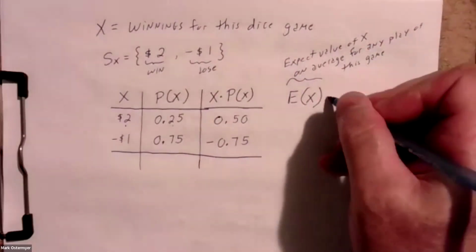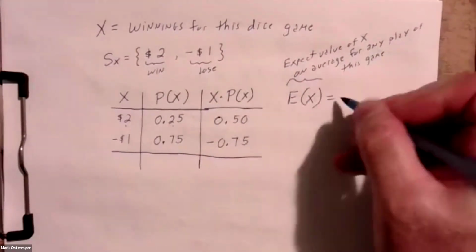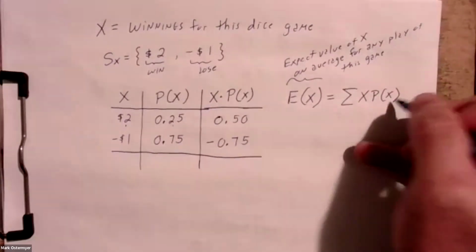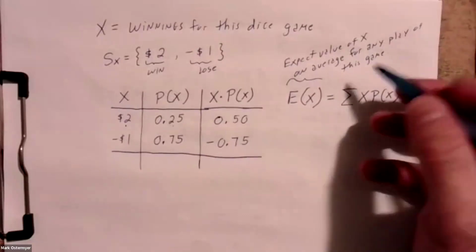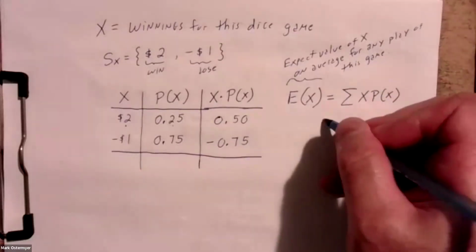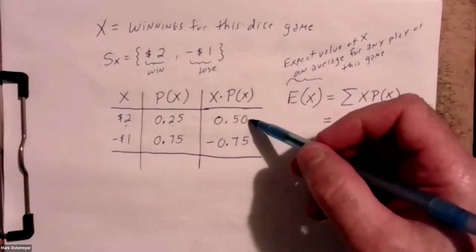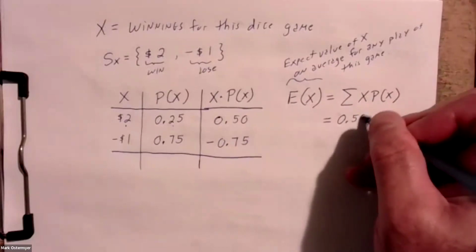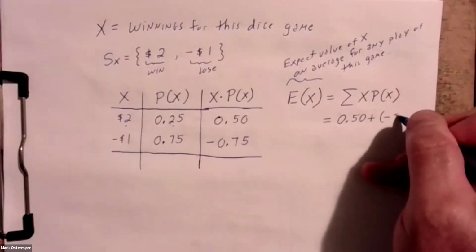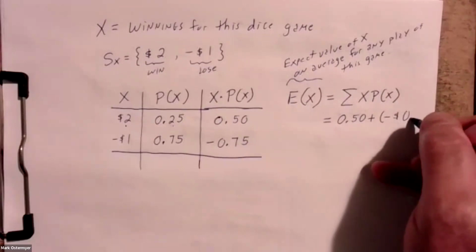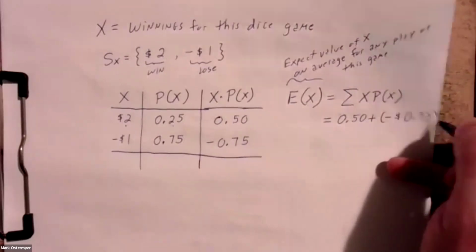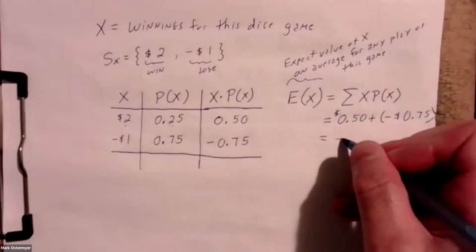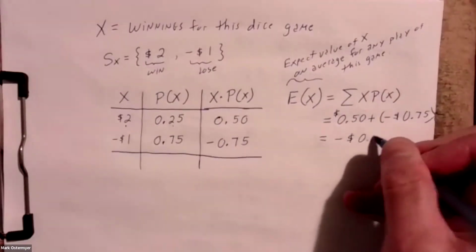All right. And that's going to be found by literally summing up the products of X and its probability. This means sum. So the expected value of our random variable is going to be found by just adding these values together here. 0.50 plus negative, and these are dollar figures here. So this is also a dollar figure. So this works out to give us negative $0.25.